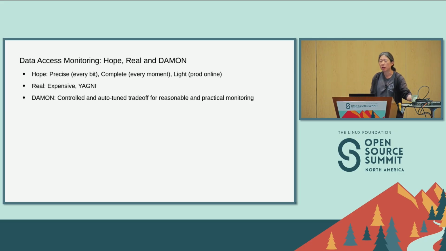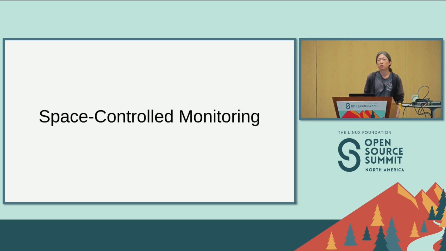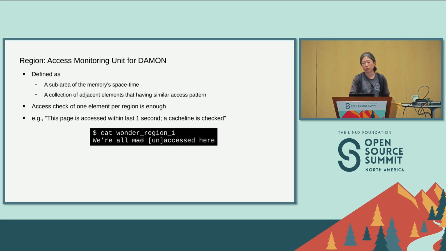But the reality is that it is very expensive, and you aren't gonna need every bit of information for every moment. Therefore we started developing DAMON, which provides a controlled and auto-tuned trade-off for making reasonable and practical monitoring only. First, we want to make the space more controlled at monitoring.